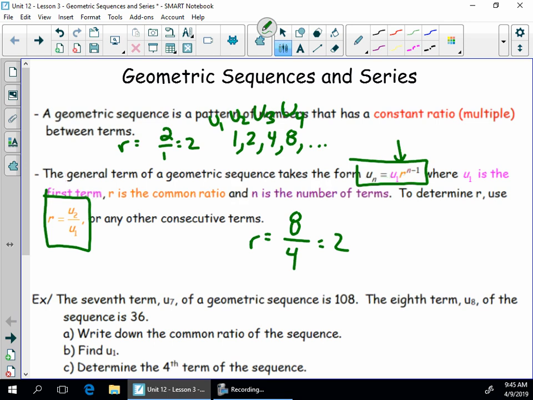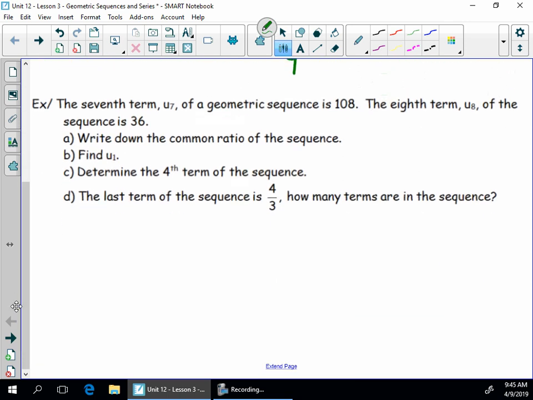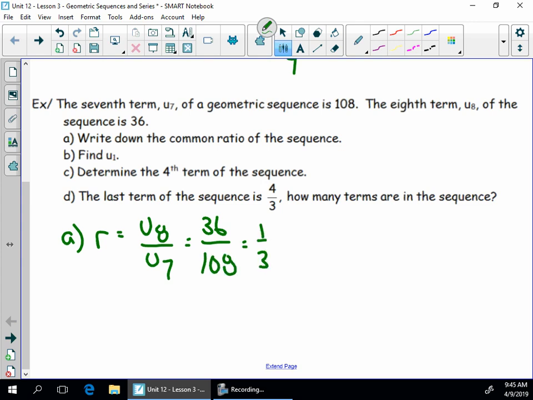Okay, let's look at some examples. The seventh term of a geometric sequence is 108. The eighth term is 36. Write down the common ratio. So this is taking that idea into play right here. So u8 over u7, they're consecutive, one after the other. I get 36 out of 108, which is a decimal, or better version, a fraction. Okay, that keeps the fraction exact rather than rounding off the decimal, makes life a little bit easier.